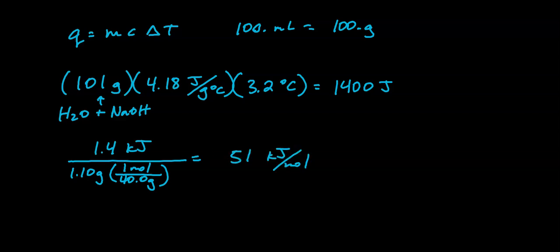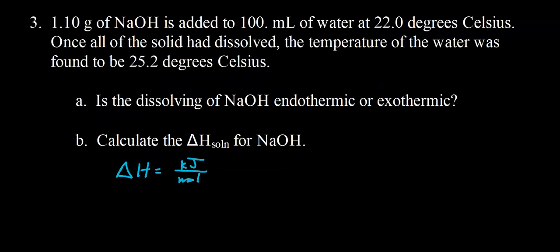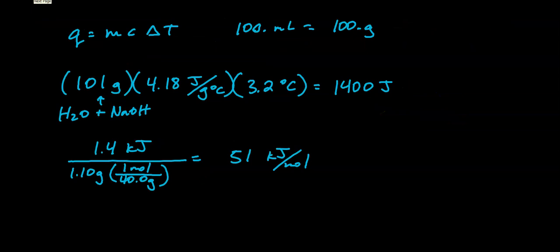So once again, we want our answer to 2 sig figs. So this is what you get in your calculator. Going back here, this process is exothermic. Do you remember anything about delta H for an exothermic process? That's right. We have to put a negative in front of that number. So the heat of solution of sodium hydroxide is negative 51 kilojoules per mole.